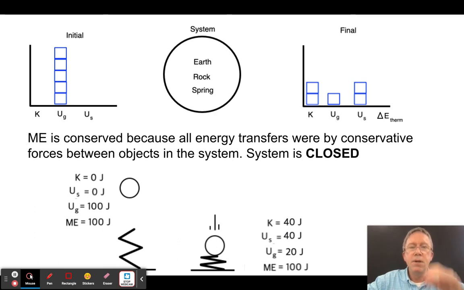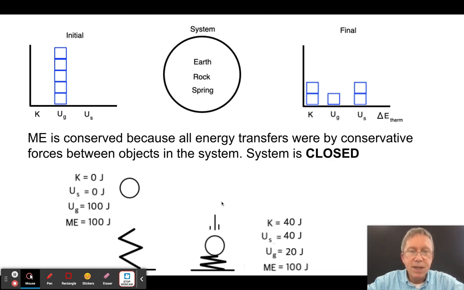All right, let's look at one where there are multiple places where the energy can go. In this case, we're going to have a closed system, so there are only conservative forces. My system in this case consists of the Earth, a rock, and a spring, and they're all part of the system. I start off with my object having 100 joules of gravitational potential energy, 20, 40, 60, 80, 100 joules. That's how much mechanical energy I have to start with.